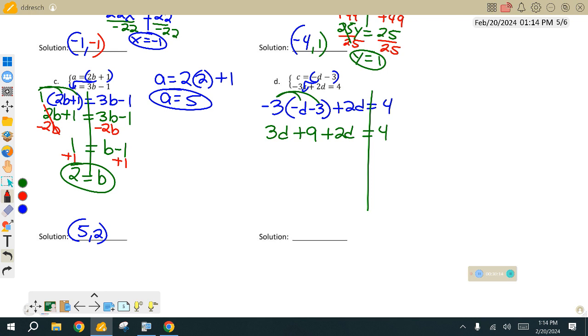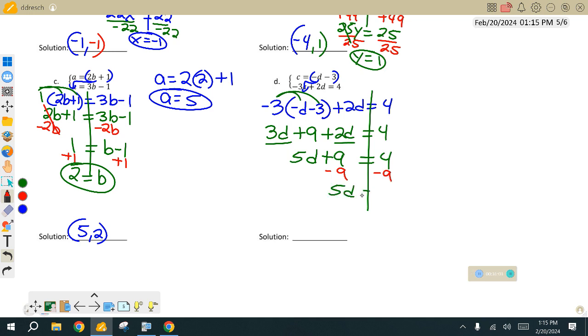Yes, now we have to combine like terms. Go combine some like terms as always. 3D plus 2D is 5D plus 9. Okay. And there it is. There's your two-stepper. Subtract 9 from both sides. Four minus 9.